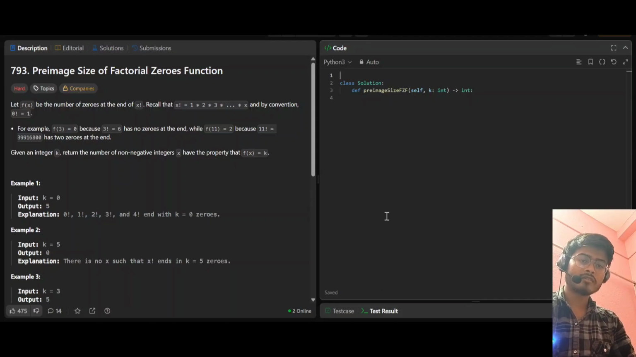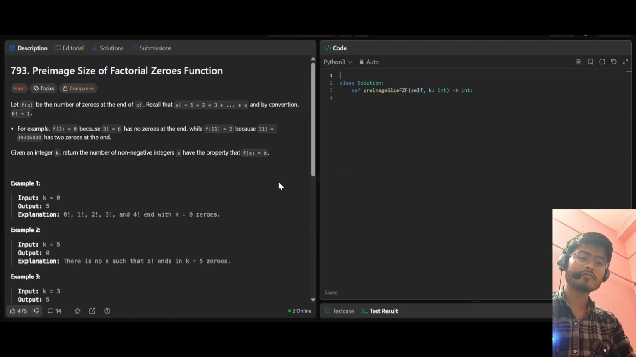Welcome to coinslive. In this video we are going to solve LeetCode problem 793, Preimage Size of Factorial Zeroes Function. This is marked as a hard problem, but once we understand the mathematical pattern, the solution becomes quite systematic. Let us first understand the problem.